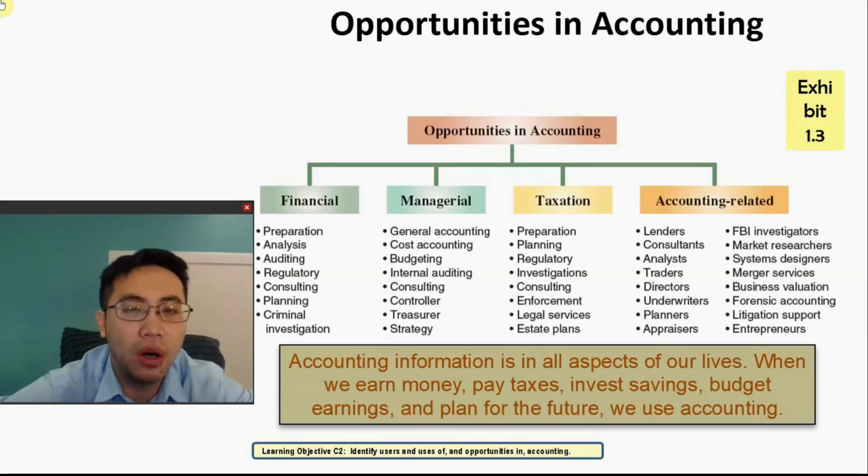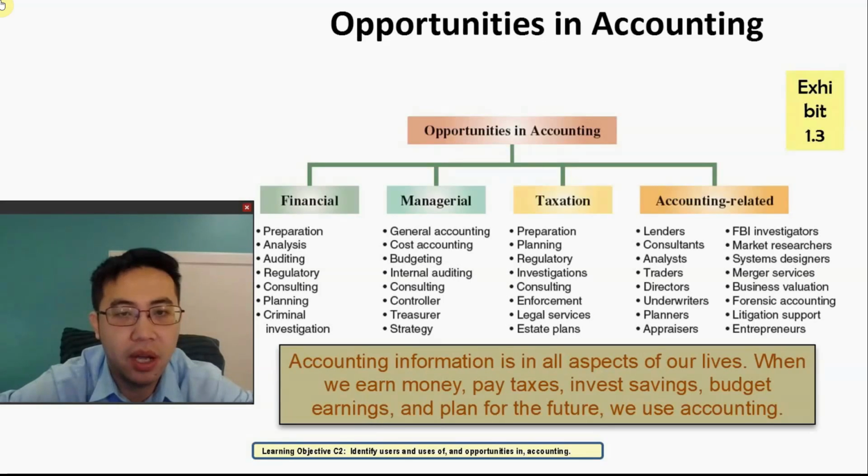And you can also work in tax. These tax jobs are mostly with the government. So you can prepare, of course, the accounting books and then plan your best strategy to pay the least amount of tax for a company. Or if you are working for the government, you want to charge the highest amount of taxes.